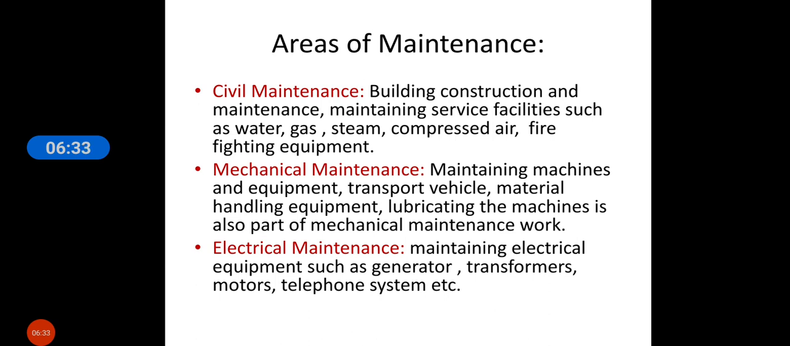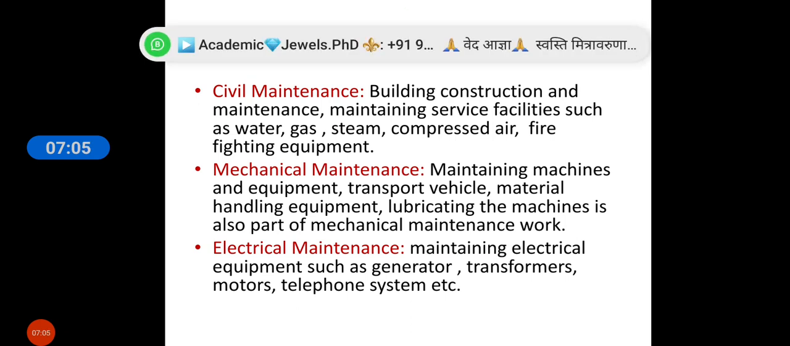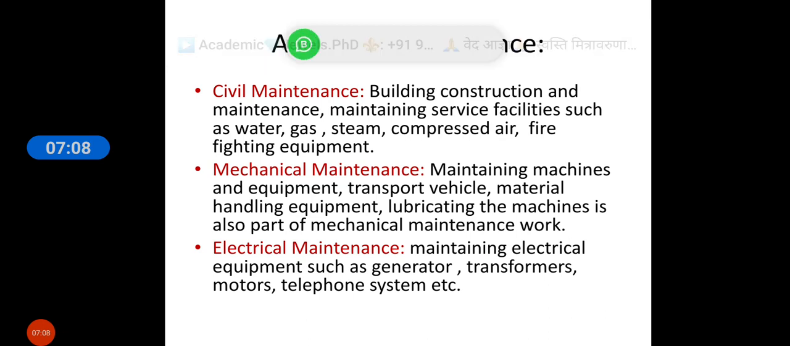In mechanical maintenance, it covers a machine and its equipment, your transport vehicle, your material handling equipment. Lubricating the machine is also a part of your mechanical maintenance work. Then electrical maintenance. Electrical maintenance cover a generator, transformer or telephone system, etc. So these are the classification of your area of maintenance. Civil, mechanical. Civil covers your building and etc. Mechanical covers your machines, electrical cover your electric equipments.